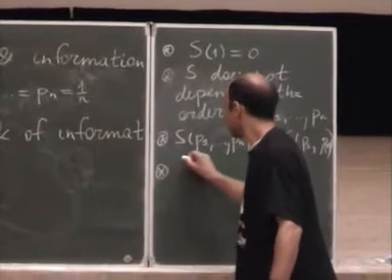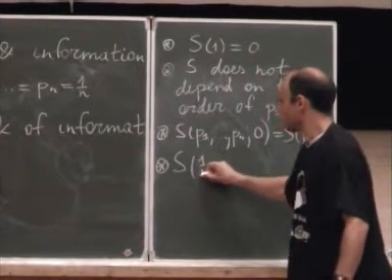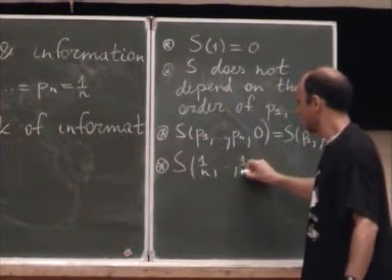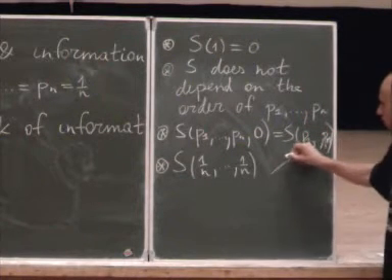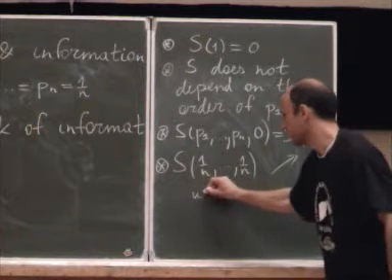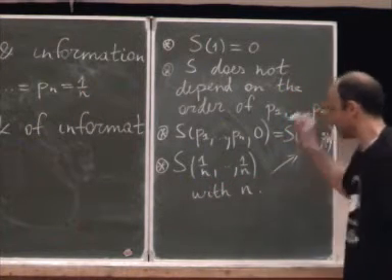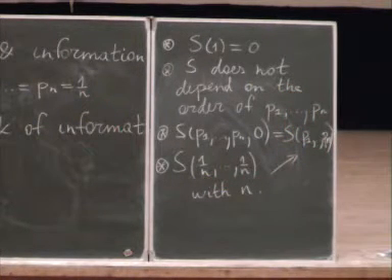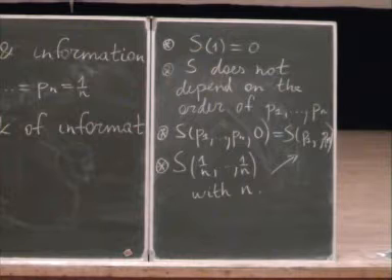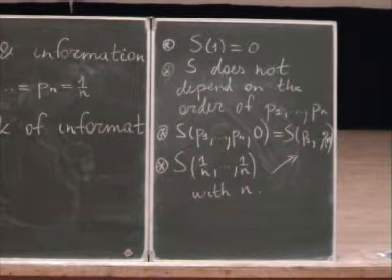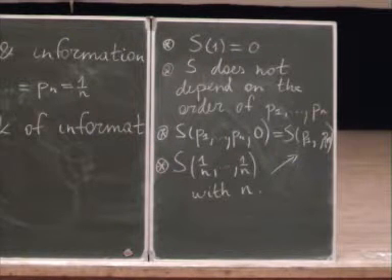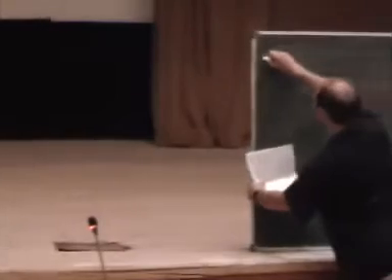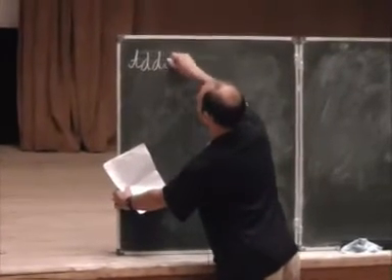Then one more natural property. If we take n states of probability 1/n, this increases with n. If we have n states with the same probability, then of course the lack of information increases as the number of states increases. And finally, there is one last property that I will write here because it's more complicated: additivity.